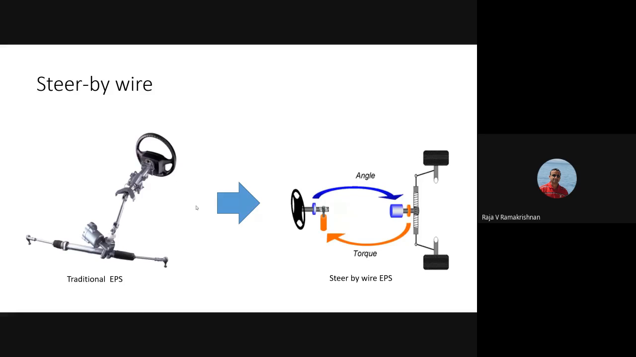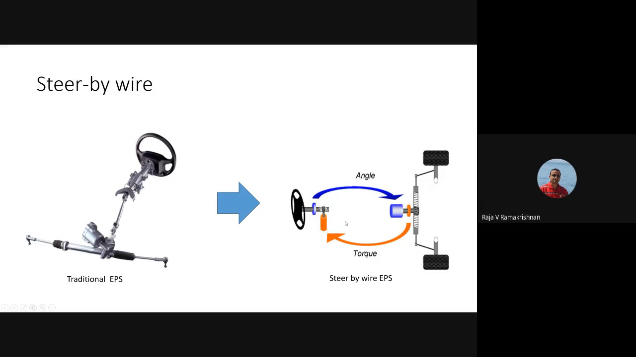Now, what is steer-by-wire? In traditional EPS, as I showed before, the driver's steering is mechanically connected to the gear, which is steering the vehicle and the wheels. In a steer-by-wire system, that mechanical linkage is thrown out. The driver is not directly connected to the wheels. There are two actuation systems, one to actually drive the vehicle, and one to provide feedback to the driver. This is what we call a steer-by-wire system, in which case you have two motors.